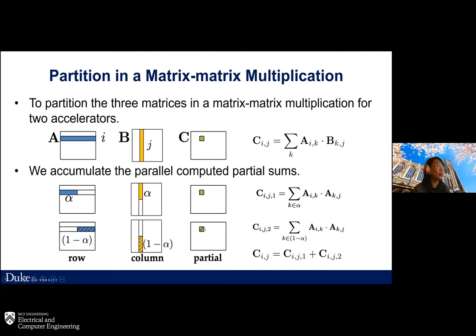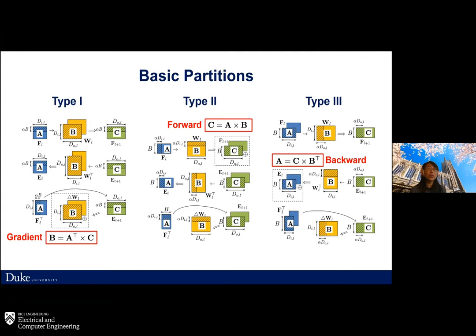Okay. So furthermore, talking about forward and backward propagation together with the gradient calculations, when we talk about partitioning the entire training process across many accelerators, we could have three types of partition methods, determined by our focus. For example, in type one, the focus is the gradient or the weight matrix. The second focuses on the forward path, so its output is the output feature size. And type three focuses on the input feature map. Okay, so let me take type one as an example.